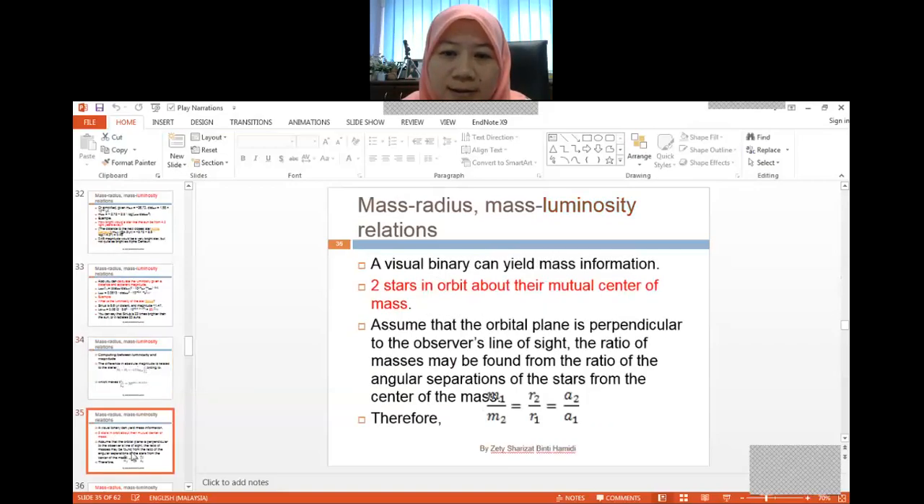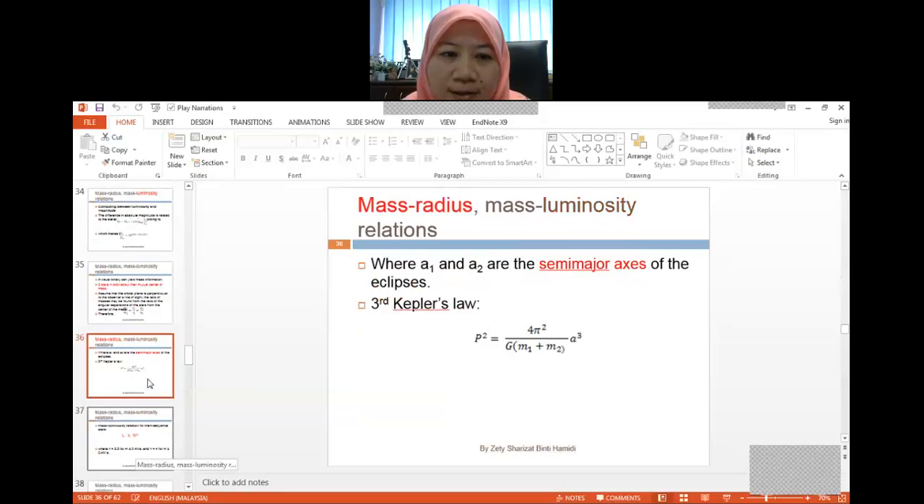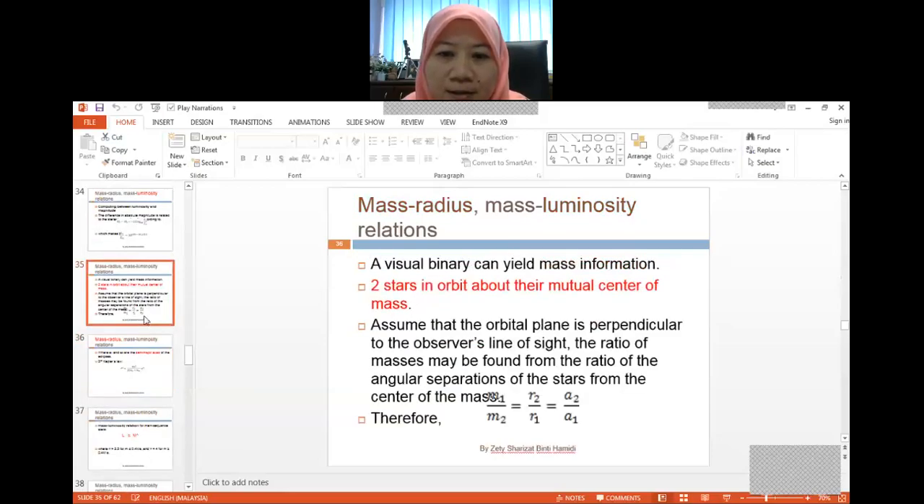And this is the final stage where it can also be related with the radius, and we can see the mutual center of mass, right? So basically, if we have an example such as binary stars, these are two stars in orbit about their mutual center. And we can have the relationship where M1 divided by M2 is equal to R2 divided by R1, and this is proportional to A2 divided by A1.